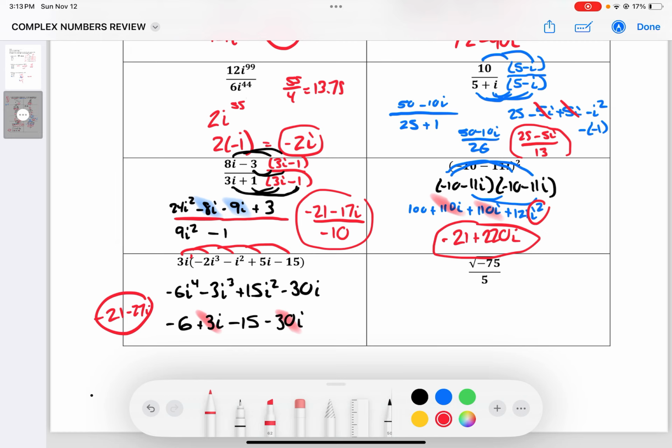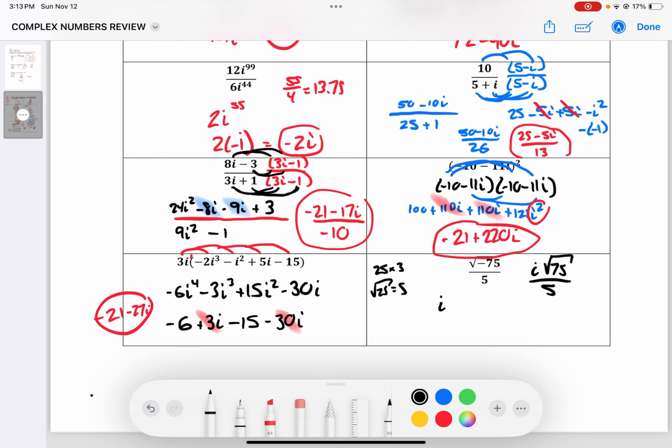Last one. Square root of negative 75. Once again, let's just get rid of the negative sign in the square root and just slap an i out in front. And now we've got to think about factors of 75 where one of them is a perfect square. Hopefully the one that comes to your mind is 25 times 3. That is 75, and the square root of 25 is 5. That is exactly what I'm looking for.